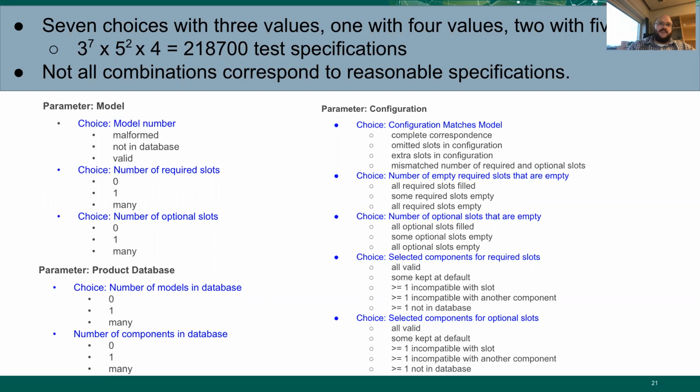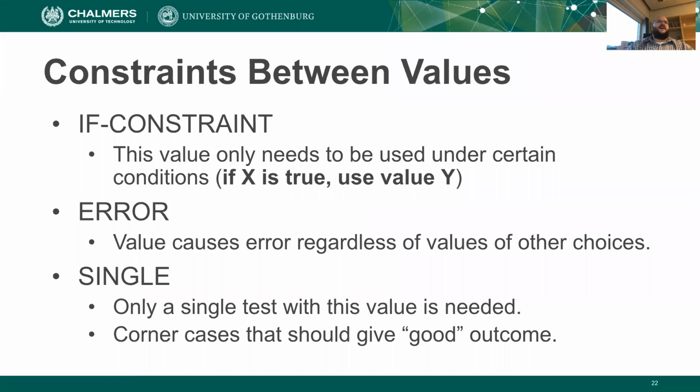For example, it's not reasonable to have a test with a valid model from the database where the database has no entries in it, right? So we can eliminate many of these pairings. There are 3 types of constraints that we can define to reduce that number of pairings.